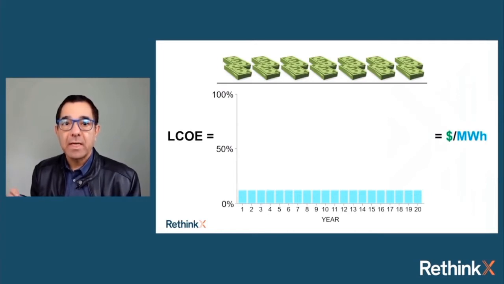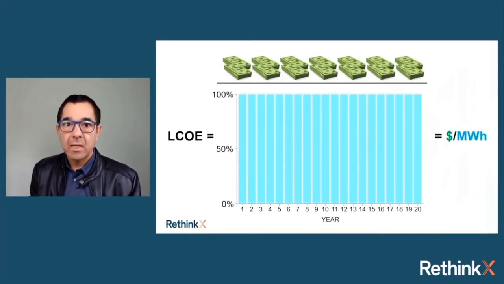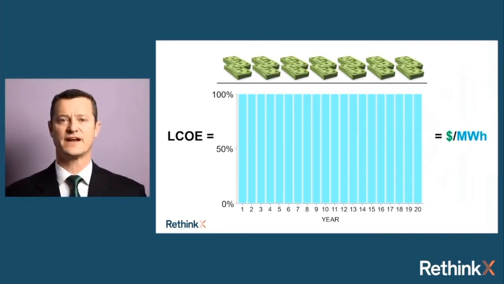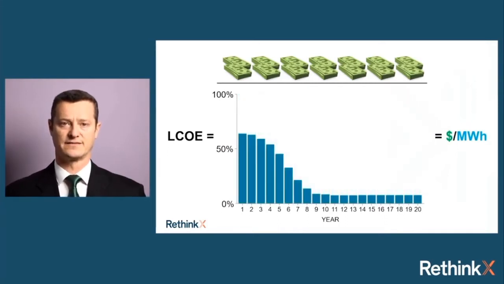Mainstream LCOE analyses assume that capacity factor, and thus electricity generation and sales, will start at an unrealistically high rate and then remain constant year after year after year for a power plant's entire 20, 30, 40 year long lifetime. But these are fundamental errors. First, capacity factor will not start at a higher rate than market reality. And second, capacity factor will not remain constant.